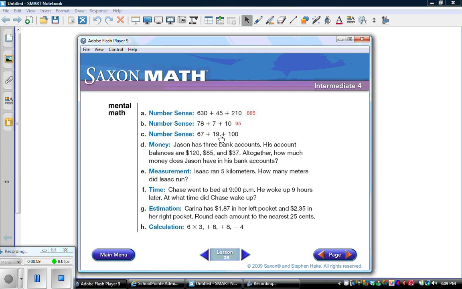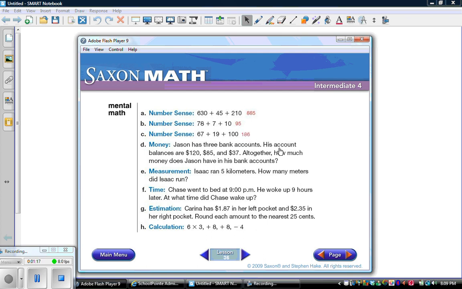This one, we've got a 19. Let's pretend that it's 20 and go ahead and add that to 67, 77, 87. Then add the 100, 187. Take away the 1 because we dealt with 19, and we've got 186.